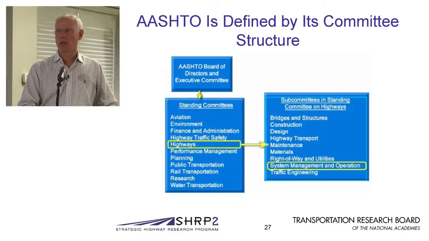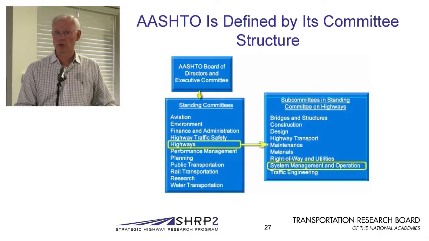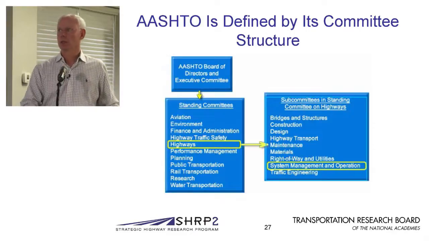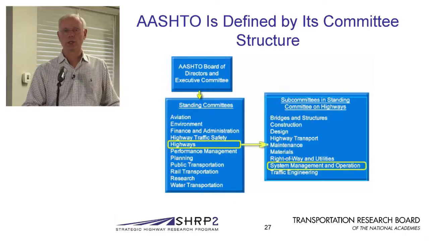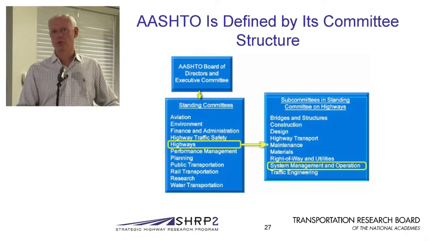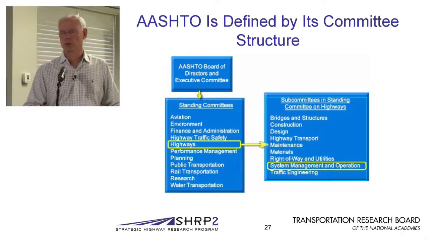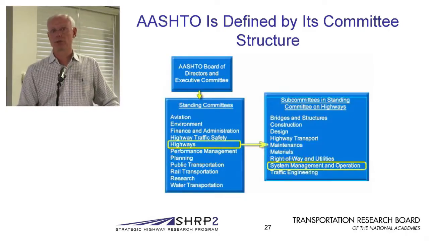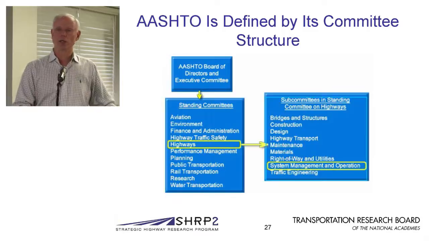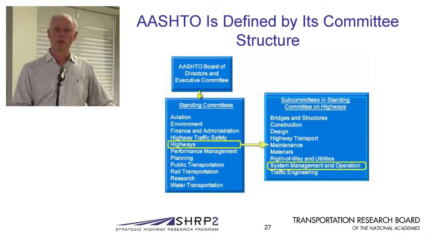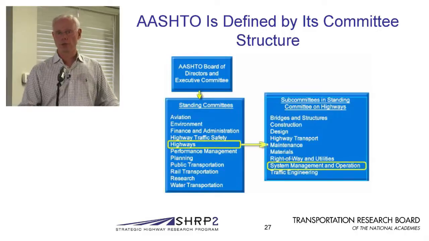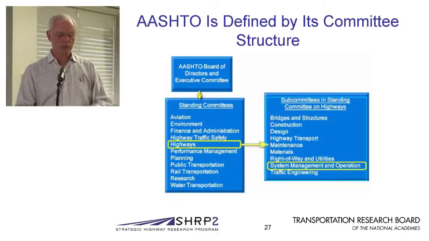More recently, AASHTO has in a major way gotten involved in the system management and operations area. There is a subcommittee within the Standing Committee on Highways called the System Management and Operation Committee. And practically I would guess the majority or a large number of the states, if not all, have membership on the System Management and Operation Committees. These people meet periodically, they exchange information on good practice. They're heavily involved in the development of the standards that will support good system management and operation.